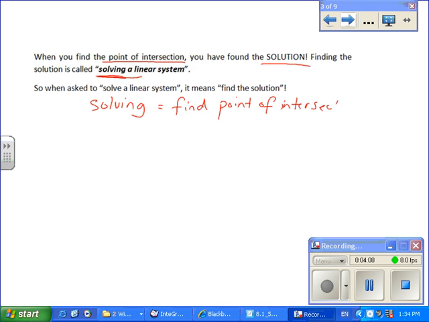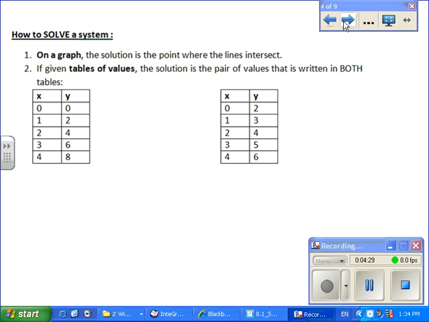So how are we going to do that? Today we're going to graph it and we're going to figure out where they cross. What is that point? Okay, that is the solution. Sometimes you don't have to graph it. If you're given a table of values, you can actually find the point that they both share just by looking at the table of values. So for example, on a graph, it's easy, okay? We look for the point where the lines intersect.